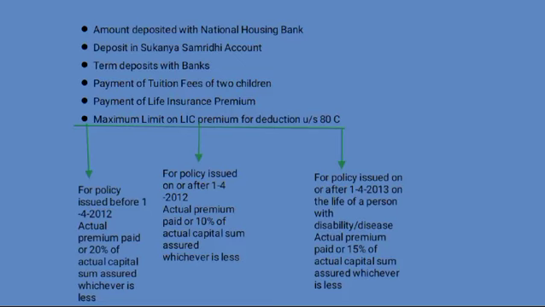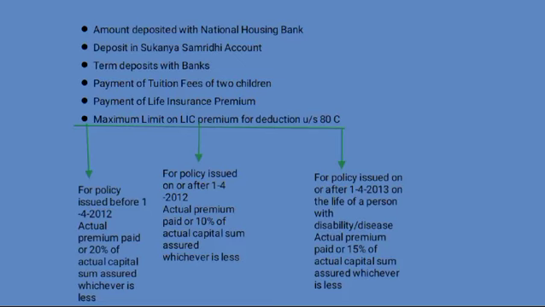Next, we have payment of tuition fees of 2 children. Any amount paid as tuition fees, whether at the time of admission or thereafter, to any school, college or university or other educational institution situated in India for the purpose of full-time education of any 2 children of the individual, the amount paid as tuition fees shall be allowed as deduction under section 80C, but it shall not exceed actual amount paid as tuition fee for 2 children.